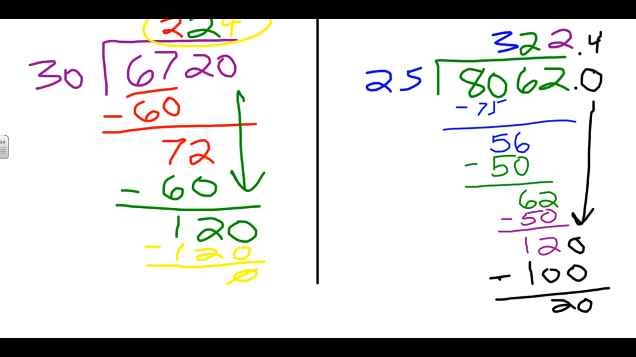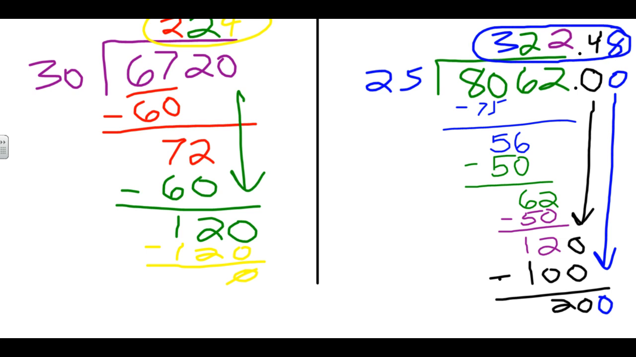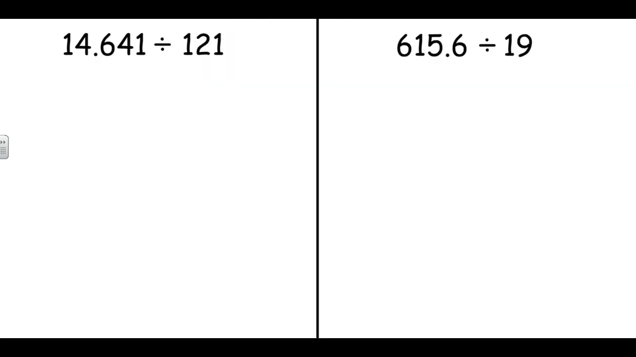Becomes 20. Again, still not done, so find a 0 and drop it. 225 times 8 is 200. I won't write the subtraction down there, but now we've got 322.48 as our quotient.